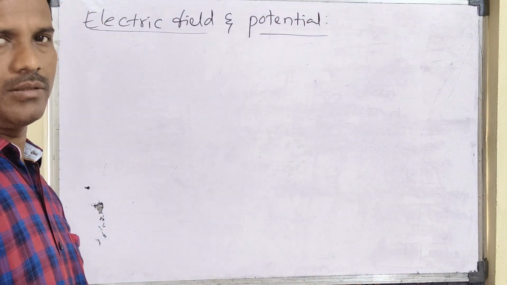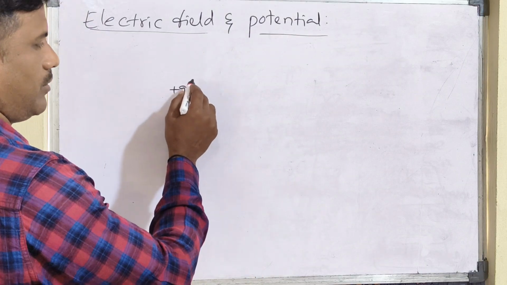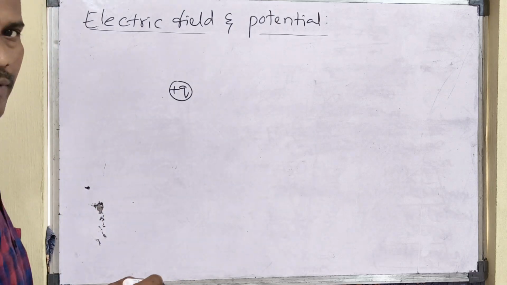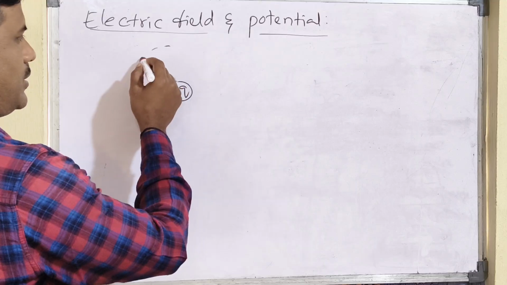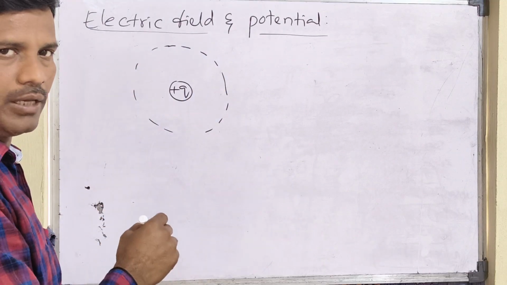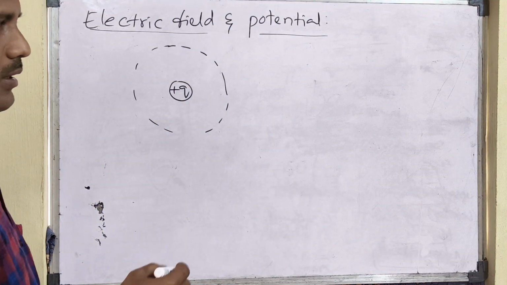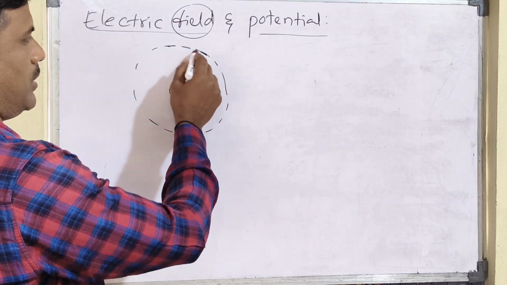Electric field means what? For example, a charge produces an electric field. We already know this very well. The region, the space around the charge where its influence is felt by another charge, is called the electric field. Field means region.